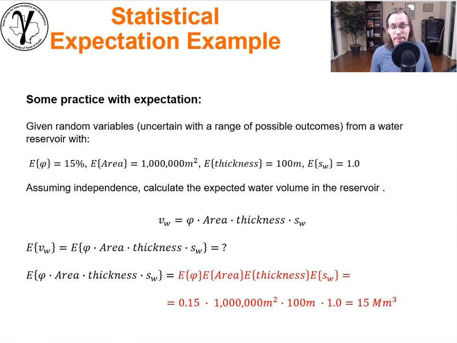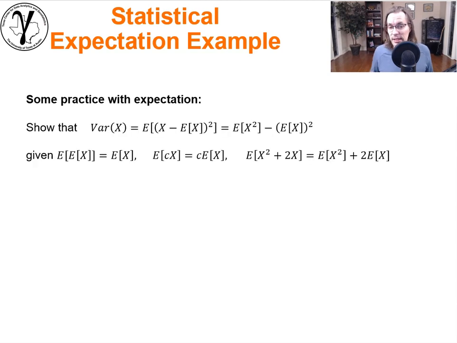Okay, so not a big deal again, because if we assume independence of the porosity, area, thickness, and saturation of water, we can pull them all apart and just take the product: the expected value of the porosity, times the expected value of the area, times the expected value of the thickness, times the expected value of the saturation of water. We can multiply them all together, and we get 15 million cubic meters of water available in our reservoir. Okay, pretty straightforward stuff. Kind of nice, simple examples of expectation.